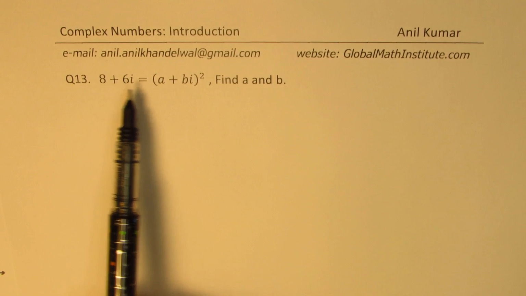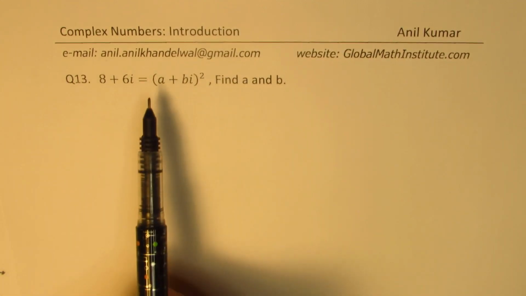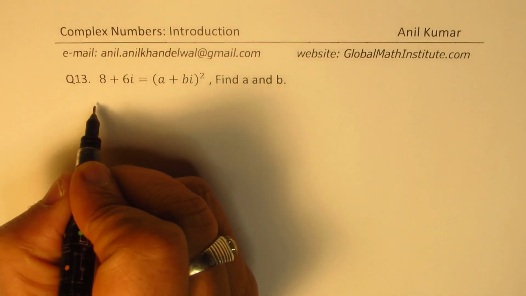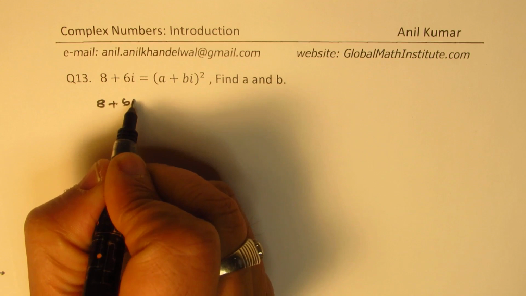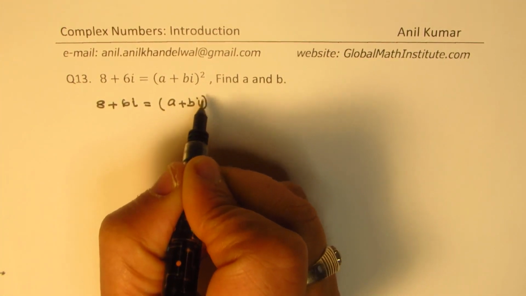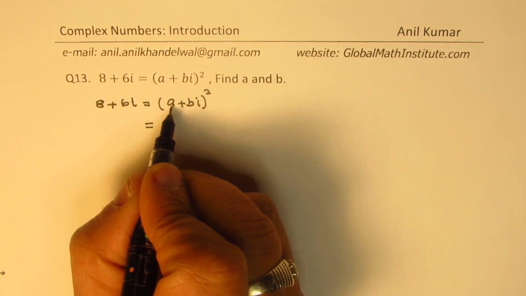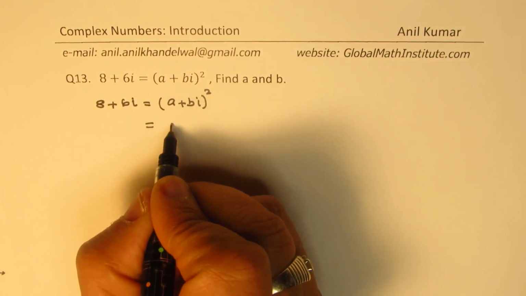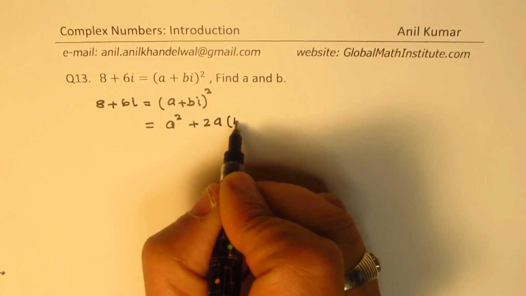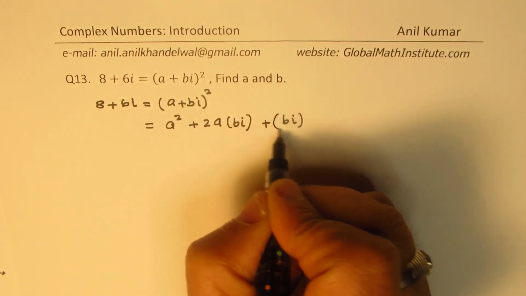Now, whenever we have two equal complex numbers, then we need to equate the real and the imaginary parts. Okay, so let me rewrite this as 8 plus 6i equals a plus bi whole squared. So what we get here is the right hand side, a plus bi whole squared, will be a squared plus 2 times a times bi plus bi whole squared, right?